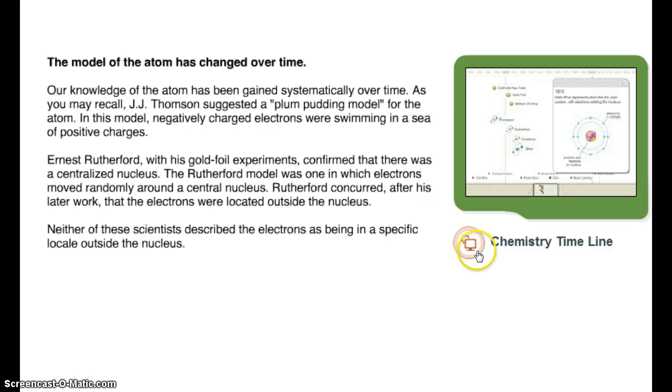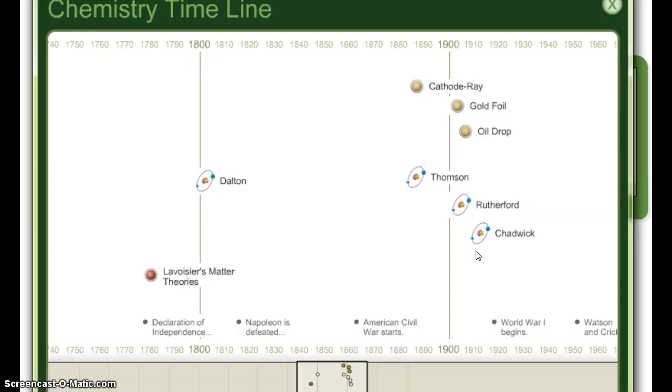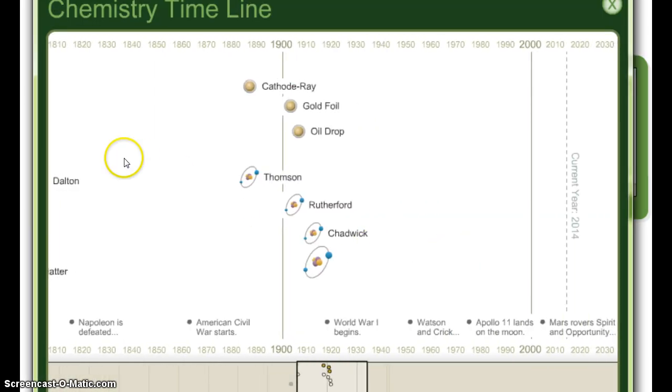All right, so chemistry timeline. Dalton's back here. We have Thomson, Rutherford, Chadwick, and Bohr. You can see all this is happening close to the early 1900s.